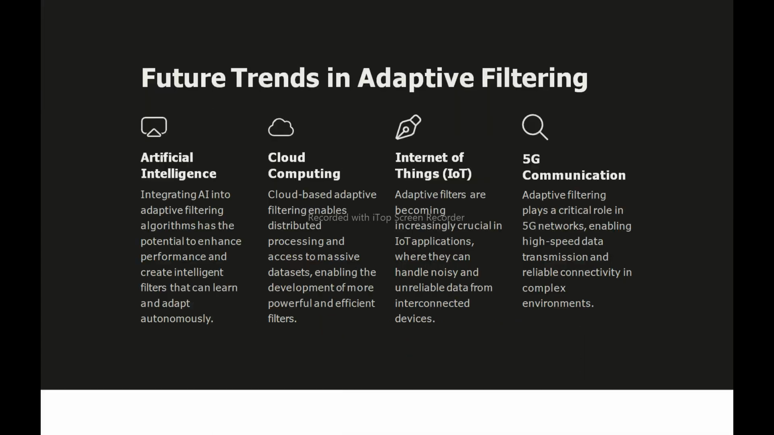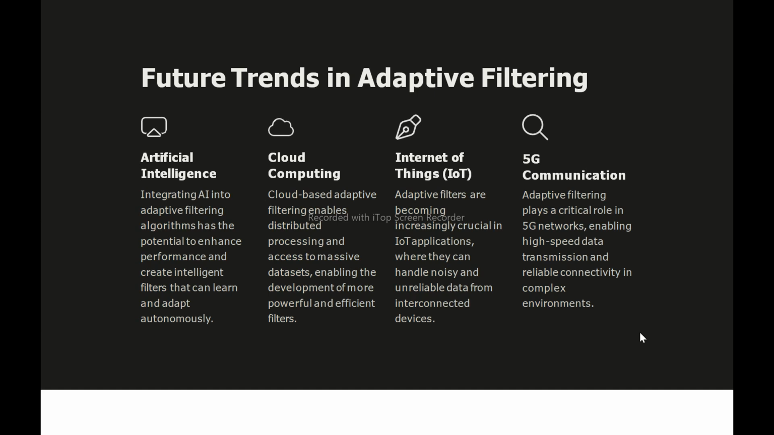Now the future trends in adaptive filters: they can be used in AI, cloud computing, IoT, and 5G communication. Integrating AI into adaptive filtering has the potential to enhance performance and create intelligent filters that can learn and adapt autonomously. Cloud computing: cloud-based adaptive filters enable distributed processing and access to massive data sets, enabling the development of more powerful and efficient filters.